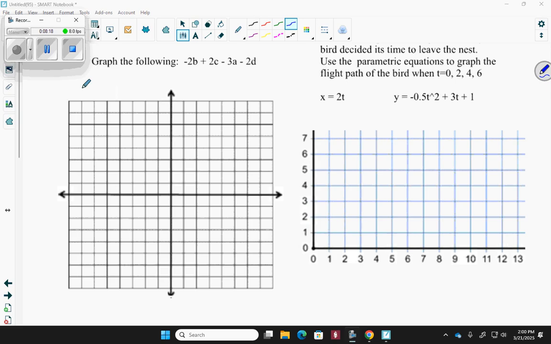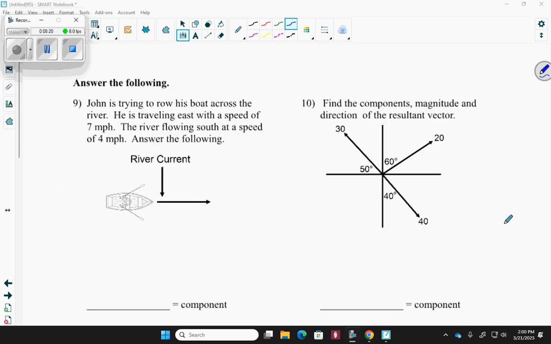Okay, so John is trying to row his boat across the river. When you're dealing with this, you have to figure out exactly what you're dealing with when it comes to degrees. So that's 0 degrees, that's 90 degrees, that's 180 degrees, and this is 270 degrees. He's trying to row his boat across the river.